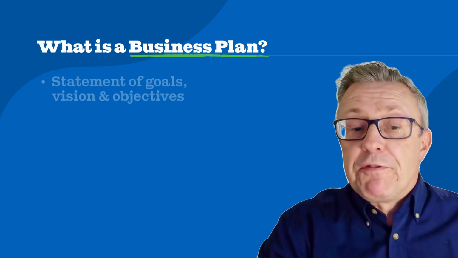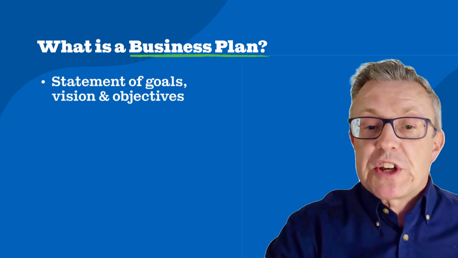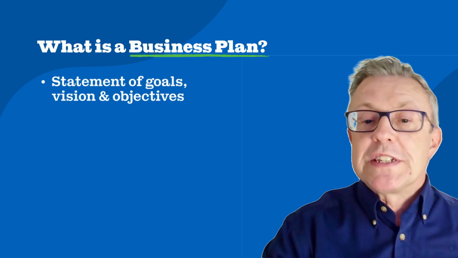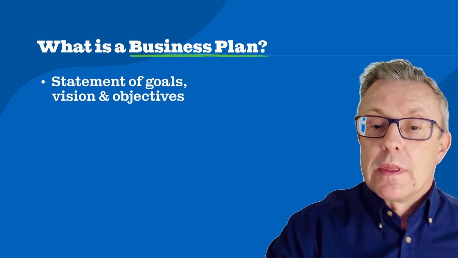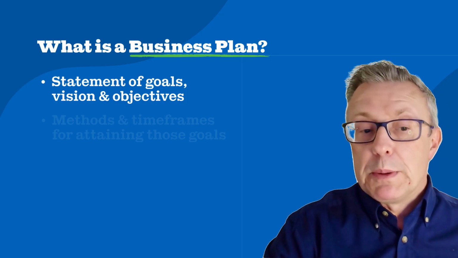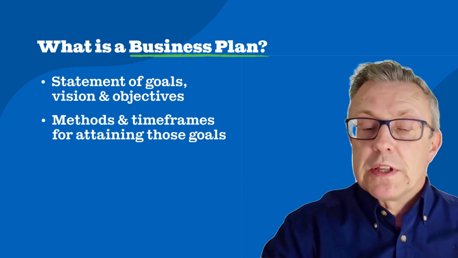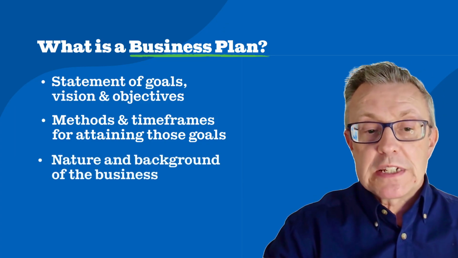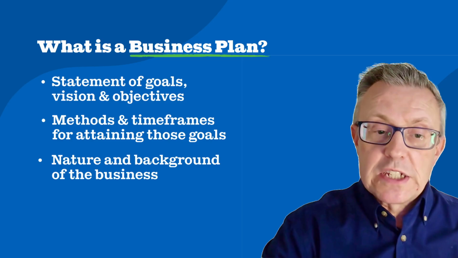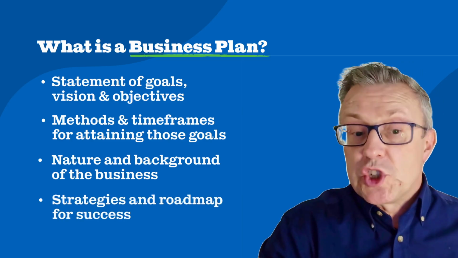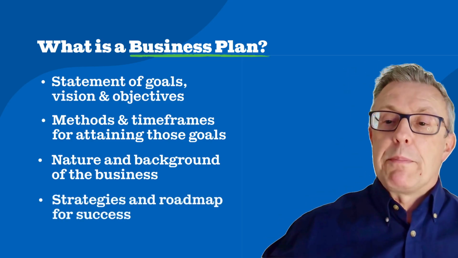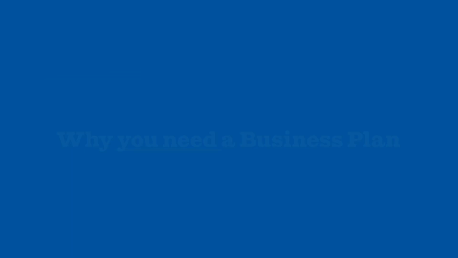A business plan is a formal statement of business goals, vision and objectives, and the reasons why they are attainable and how they will be reached. It provides methods for attaining those goals, a time frame for achieving the goals, the nature of your business, the background information of the organisation, strategies to achieve the targets, and a roadmap for success.